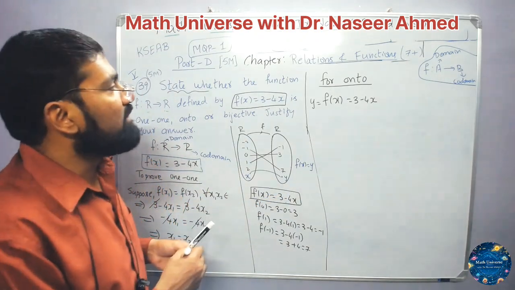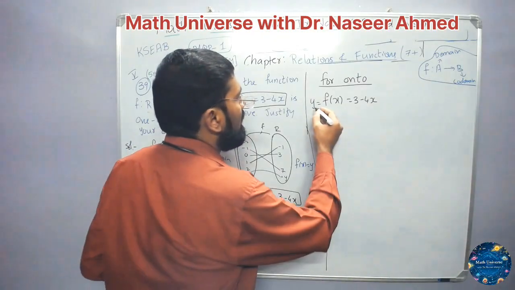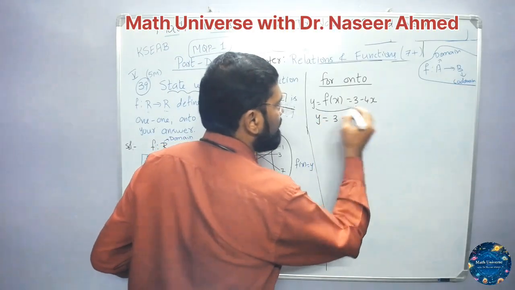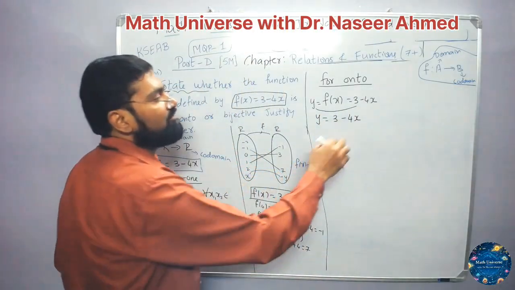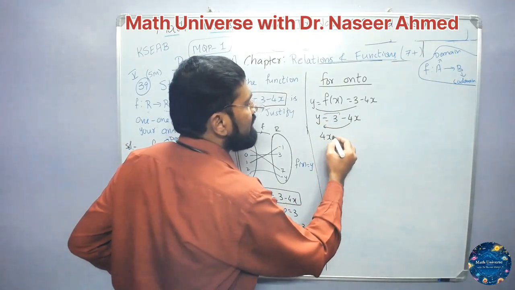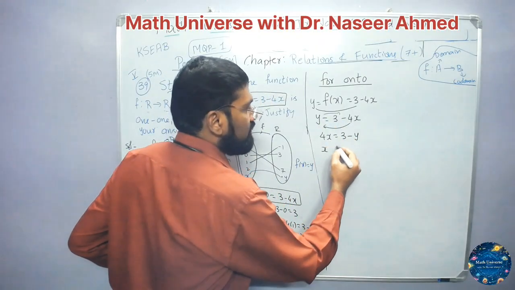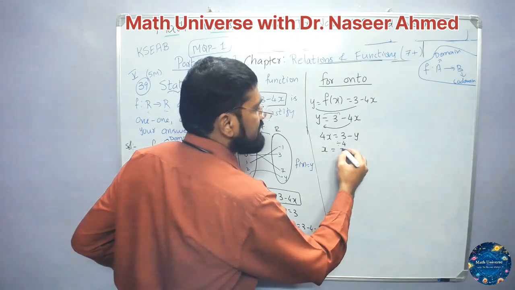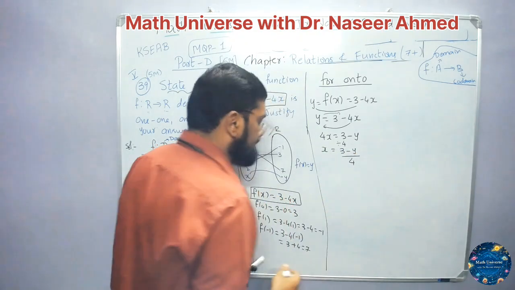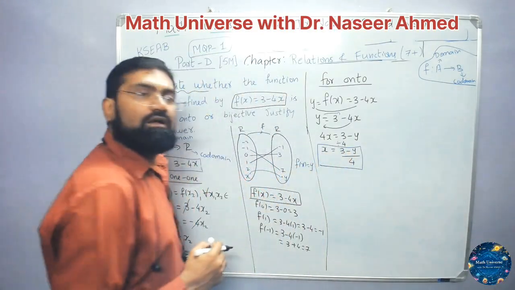Now let us go one by one. So I will take this, nothing but equating this: y is equal to 3 minus 4x. Now I have to solve for x. Come on, solve for x. So transpose: 4x is equal to 3 minus y. Divide by 4. I will get x is equal to (3 minus y) divided by 4. This is your pre-image, nothing but the x value.